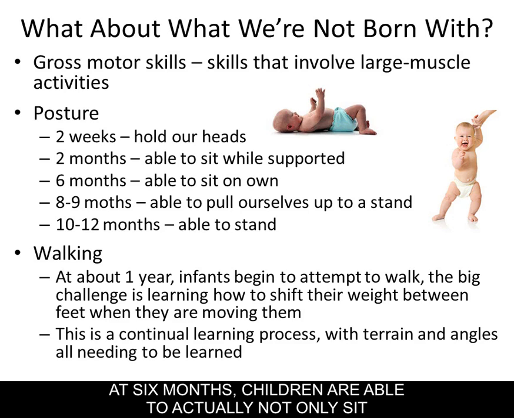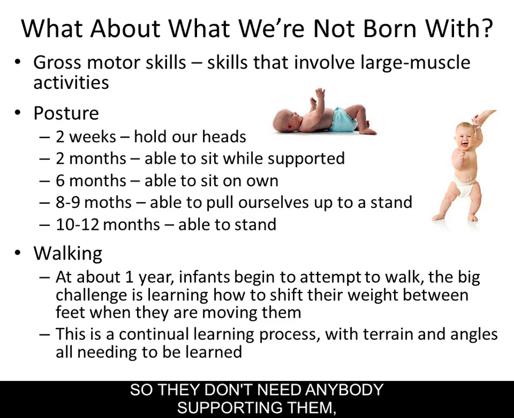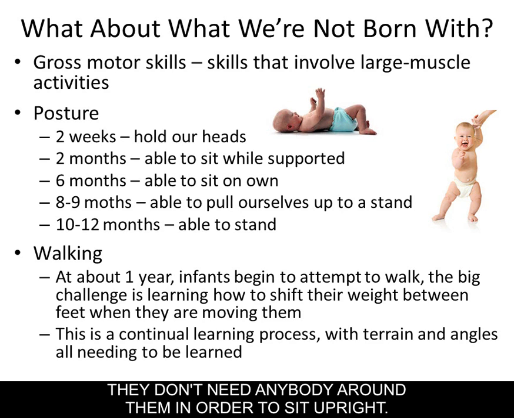At 6 months, children are able to actually not only sit while supported, but sit on their own. So they don't need anybody supporting them, they don't need anybody around them in order to sit upright.